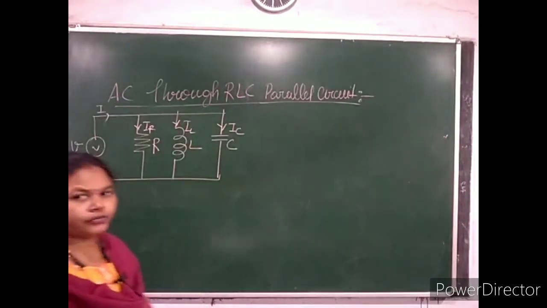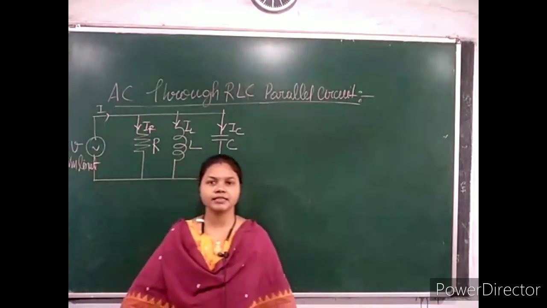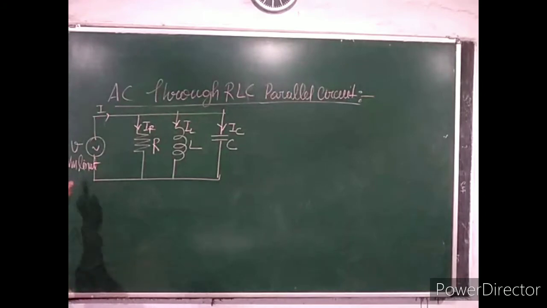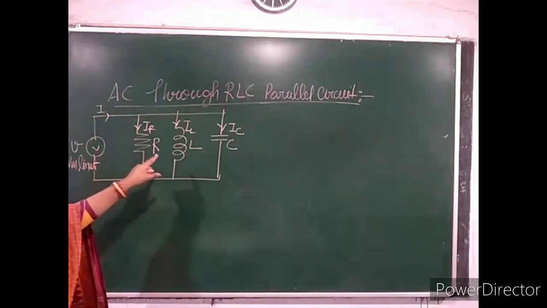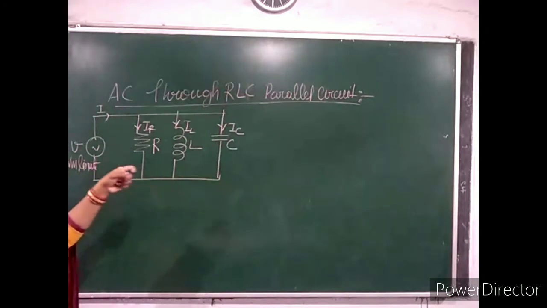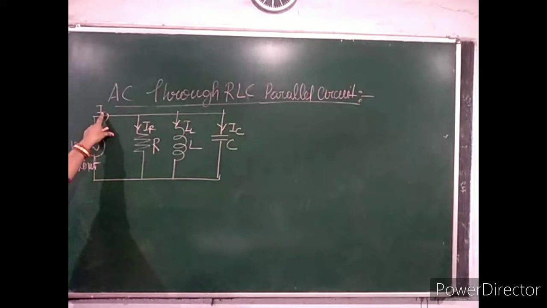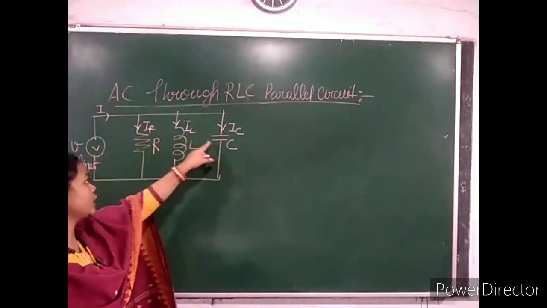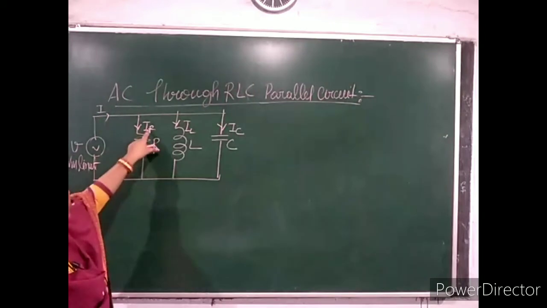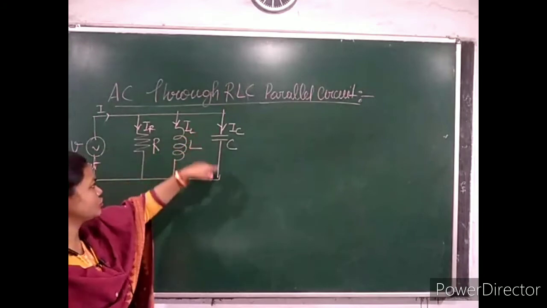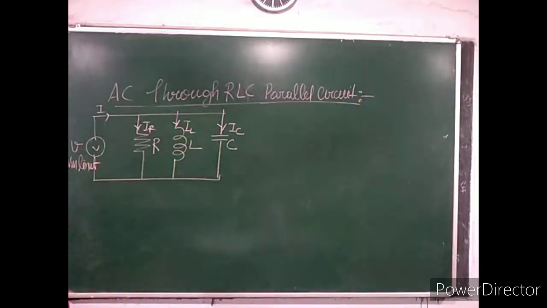Next, we derive AC through RLC parallel circuit. Here I have drawn an RLC parallel circuit. Resistance, inductance and capacitance are connected in parallel across an AC source of supply having the instantaneous value of voltage Vm sin omega t. So the resulting current is divided into three parts. Through this resistor, IR current flows, through inductor let IL current flow, through capacitor let IC current flow.